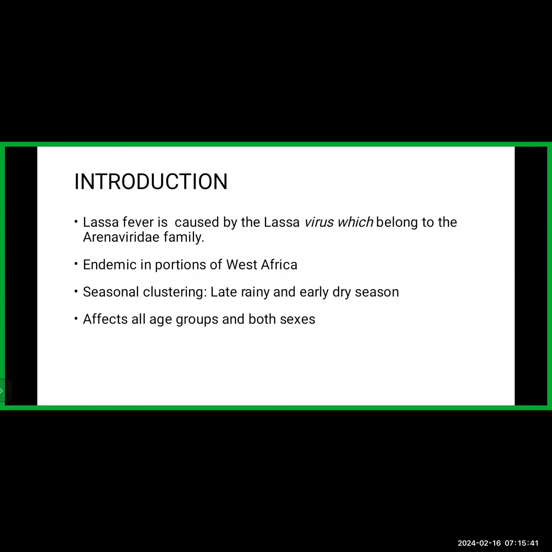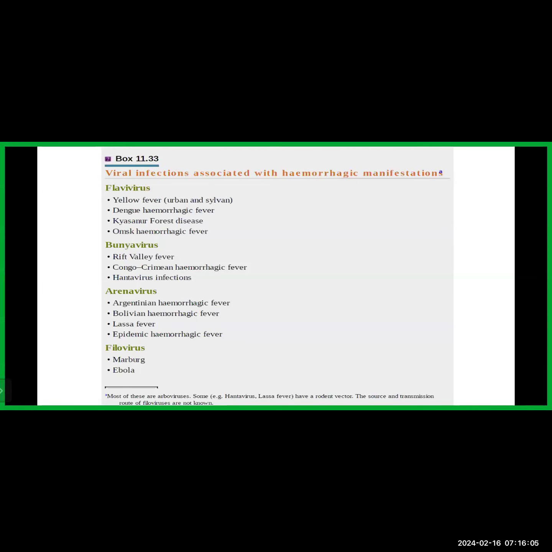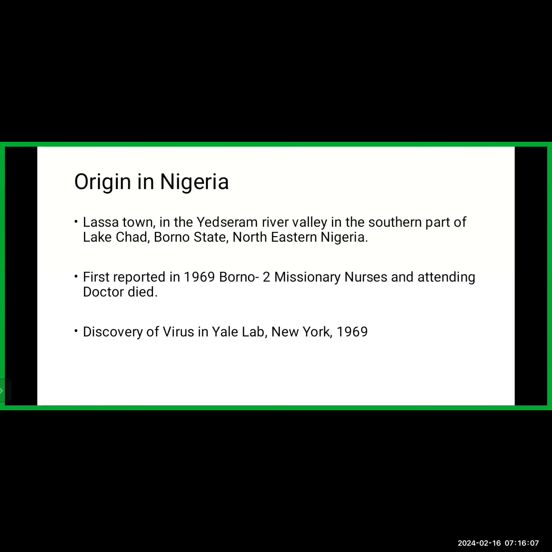And it's not the only viral infection with hemorrhagic manifestation. There are some other viral hemorrhagic fevers, like yellow fever, the dengue hemorrhagic fever. Then the filovirus group, which includes the Ebola and the Marburg virus, are also viral hemorrhagic fevers. They are all in my slides. Like I said earlier, the mode of transmission is through rodent to human or human to human transmission.